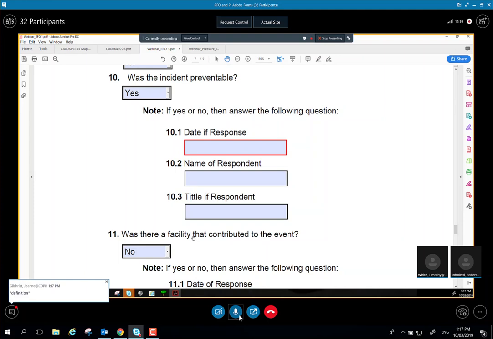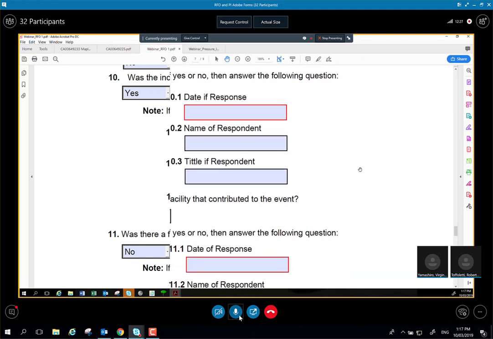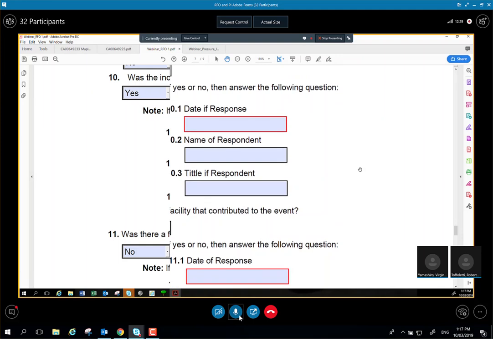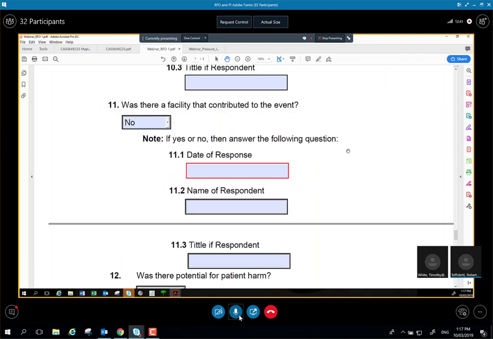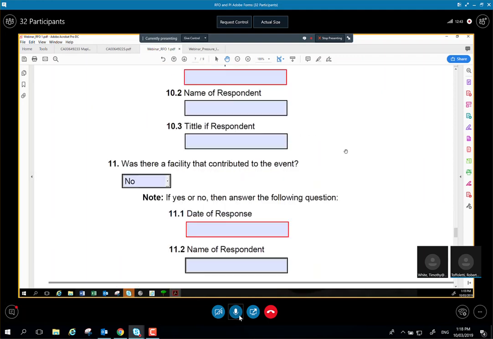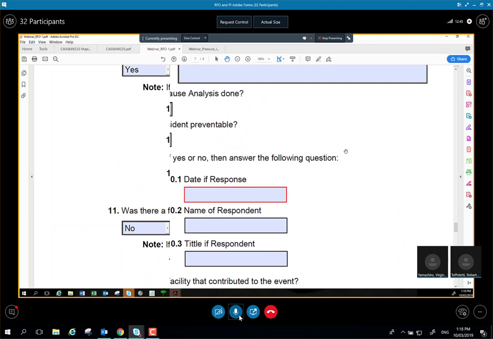Okay. Was there a failure of the facility? What is better? Was there a failure on the part of the facility? Yes. It should read, was there a facility failure that contributed to the event? Okay, 11. Okay, I'll fix that today before we send it out. Anything else from the group?